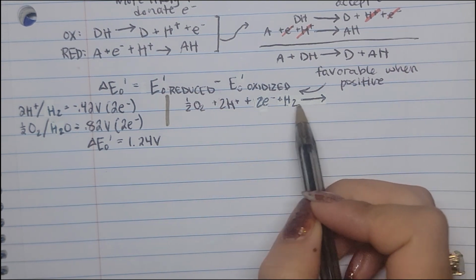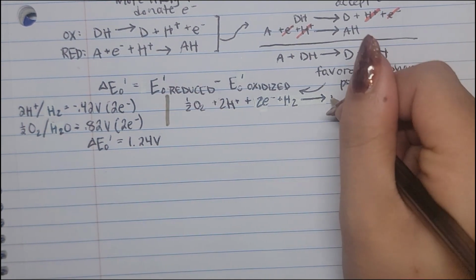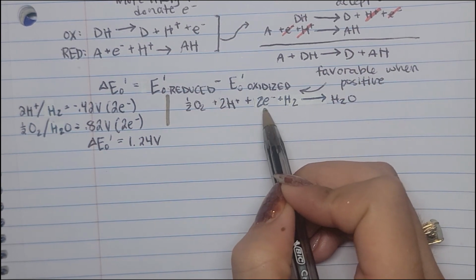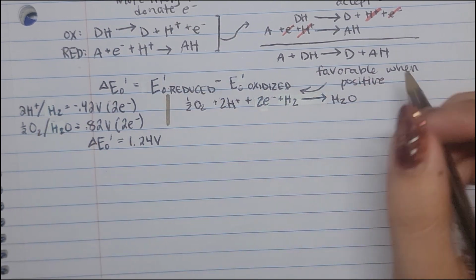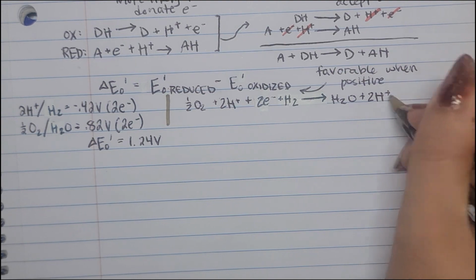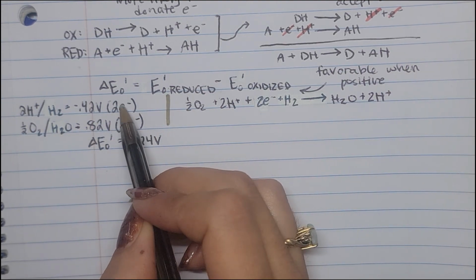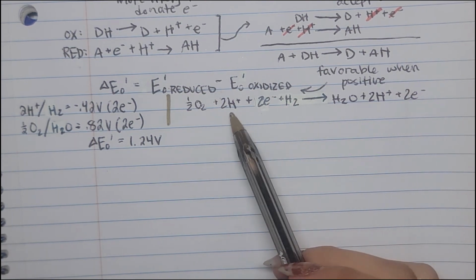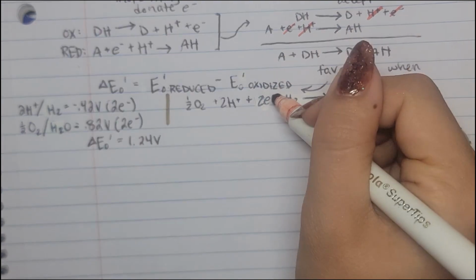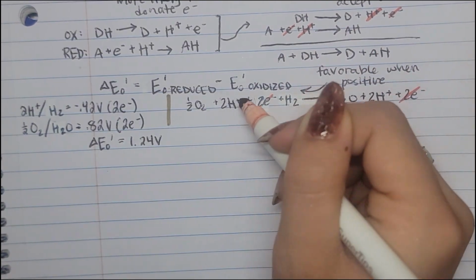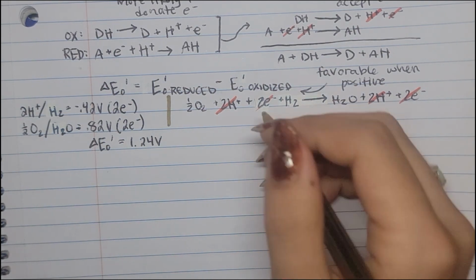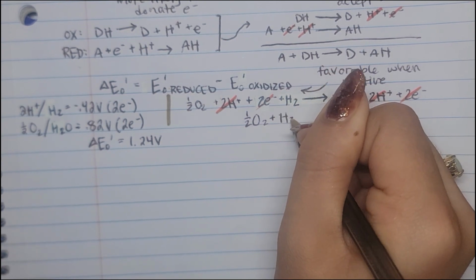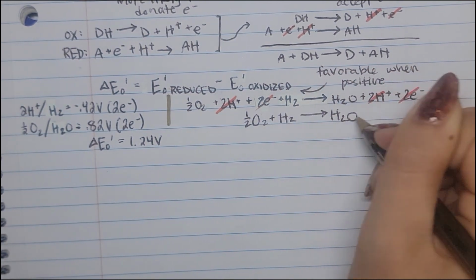So we have all of these components, and this will turn into our H2O. That's our oxygen, protons, and electrons. And then this H2 will turn into 2 protons. And since we went in the reverse direction, the electrons are going to be on this side of the equation. Once again, we see things that are common on both sides, so we can cross them out. We get rid of the 2 electrons and the 2 protons. And that gives you 1/2 O2 plus H2 turns into H2O.